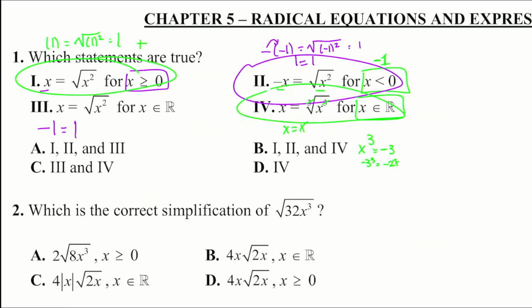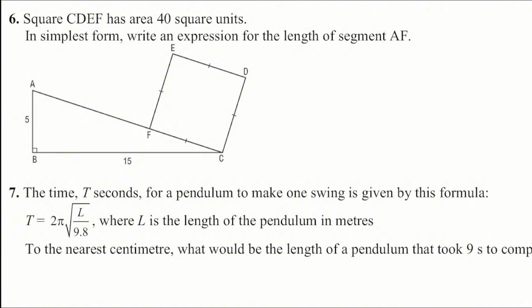So now we're going to do this problem here. The square CDEF has an area of 40 square units. So this whole area here is going to be 40 units. And remember that our area is equal to, in a square at least, side length times side length. So 40 equals side length times side length, or side length squared.